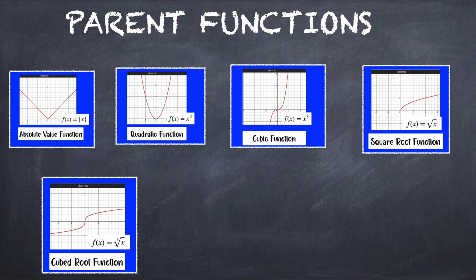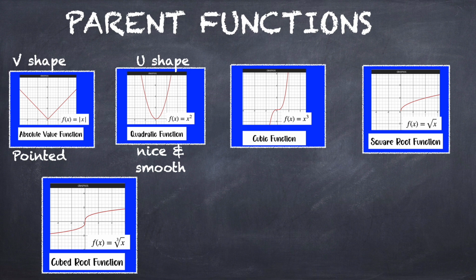The absolute value, its parent equation is f of x equals the absolute value of x. You can see that right there. Now, to talk about its graph, it has a V shape. It's nice and pointed. Every V shape, nice and pointed, up or down, doesn't matter, it is going to be in the absolute value family. Our next one is a U shape. It is nice and smooth. It's the quadratic, f of x equals x squared.